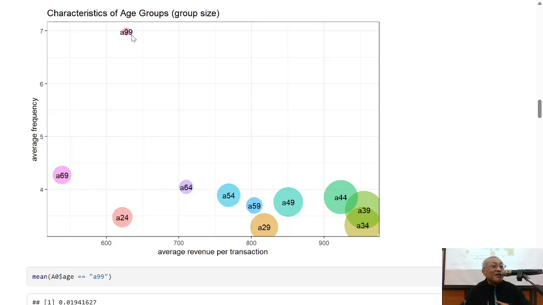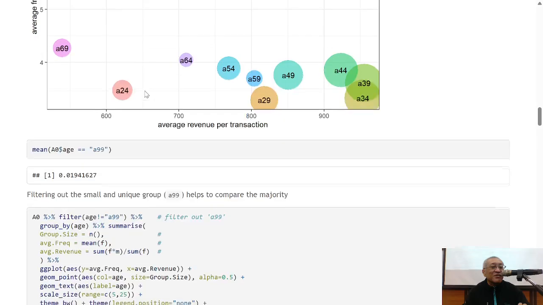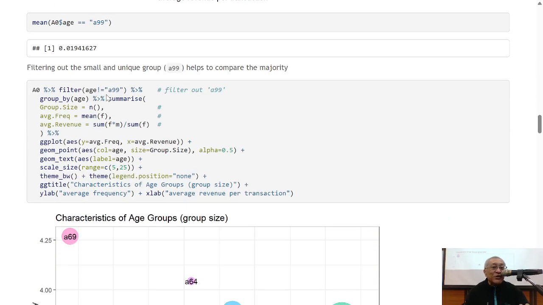Okay, and it's kind of like an outlier, right? It's because all of the other age groups buy less than 5. The average buying frequency is lower than 4.5, but this one is as high as 7, right? So in this case, usually we would like to filter out this outlier, as I do here, right?